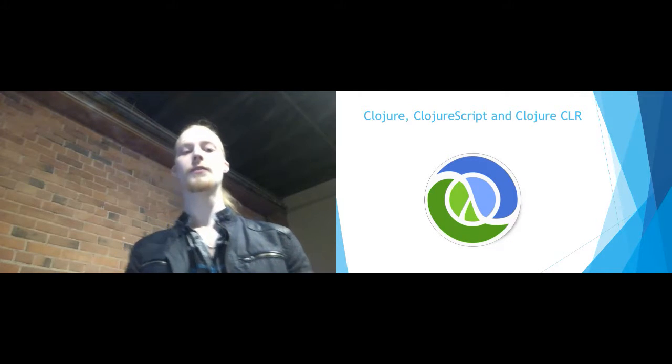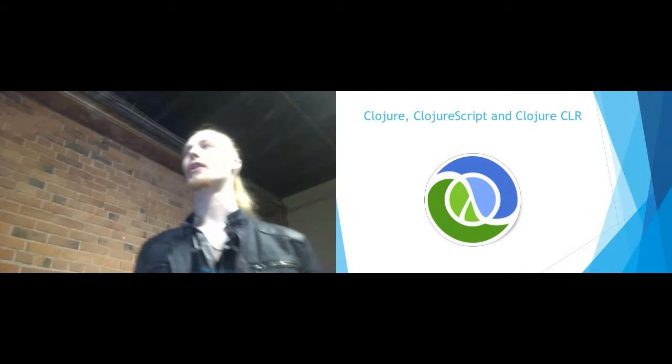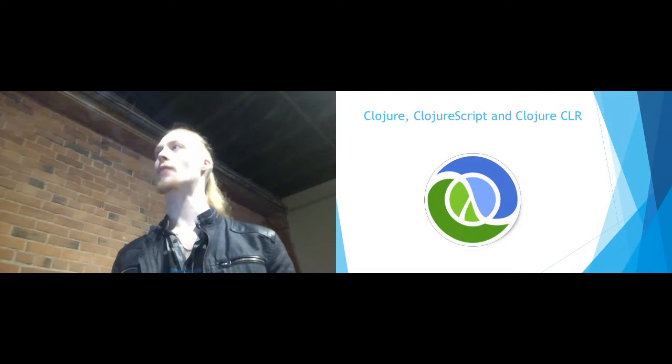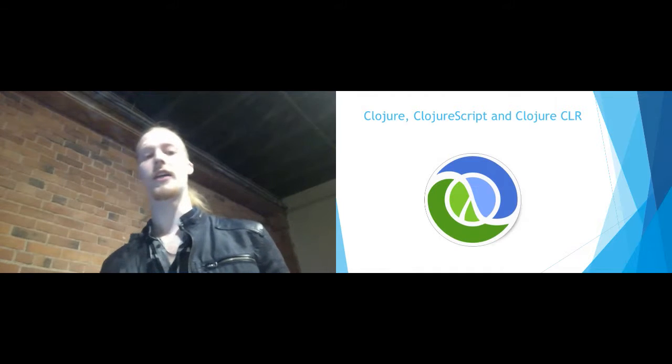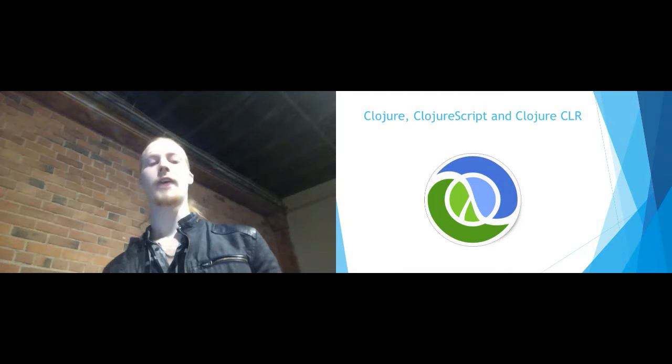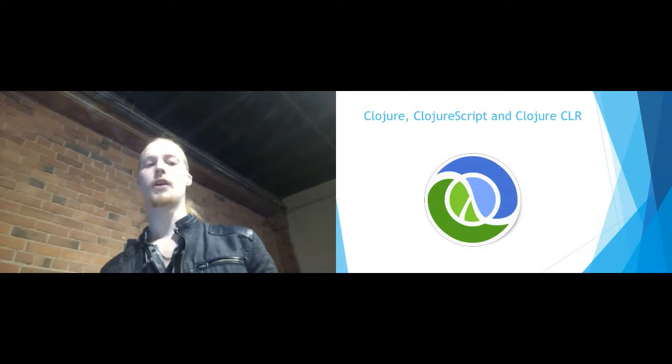The 3 different versions of Clojure are all targeted for different use cases and the different environments that you're going to run it in. Clojure is originally for the JVM, the Java Virtual Machine, and then you have its variants, ClojureScript and Clojure CLR, which run in JavaScript and .NET respectively.